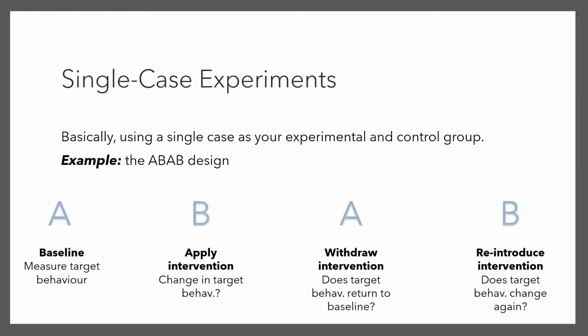So for ABAB, first is A, or baseline, where you measure the behavior you are ultimately wanting to impact in some way before the manipulation of the independent variable even happens. Then you apply the intervention or the manipulation of the independent variable and measure the target behavior again. You then withdraw the intervention or manipulation and measure the target behavior. Does it return to baseline or close to baseline levels? If it does, that's a good sign that your intervention was the factor that caused the behavior to change. Just to be sure, you then apply the intervention once again and see if the behavior changes again, similar to when B was first applied.